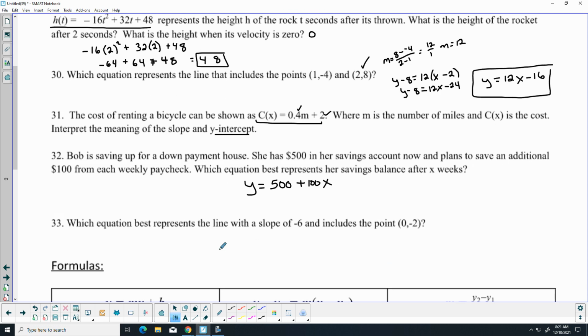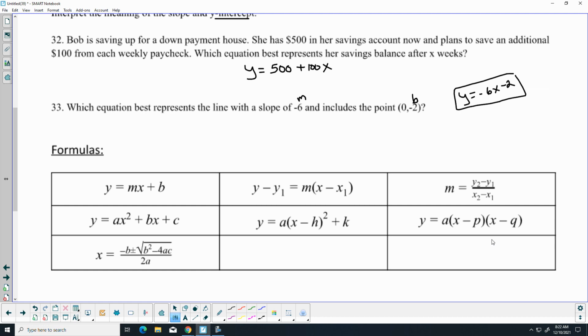All right. Which equation best represents the line with a slope of negative 6? Well, they're telling me the y-intercept as well. So I know my m and my b. If that first number is 0, your second number is the y-intercept. So y equals negative 6x minus 2.